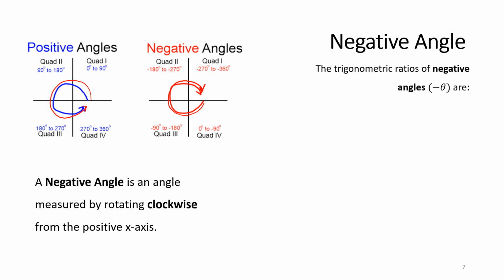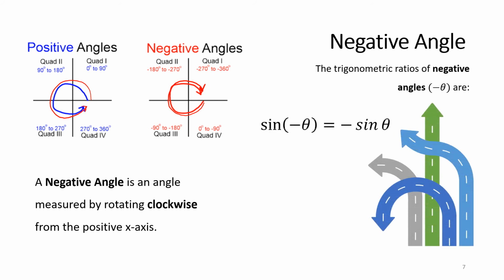So the trigonometric ratios of negative angles, which will be written as negative theta, are as follows. Sine of negative theta is equal to negative sine theta, cos of negative theta is equal to cos theta, and tangent of negative theta is equal to negative tangent theta. These three trigonometric ratios for negative angles are the most commonly used when we are solving problems involving negative angles.